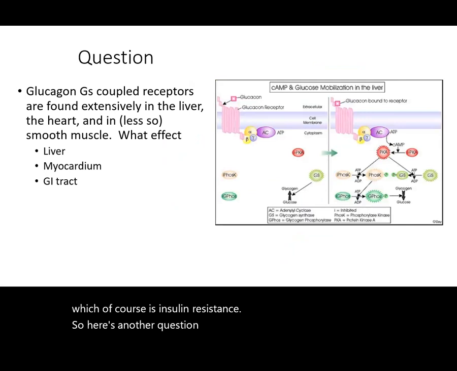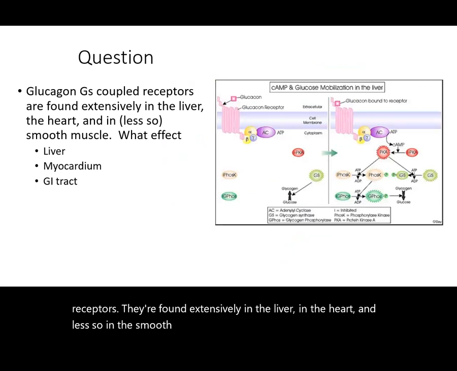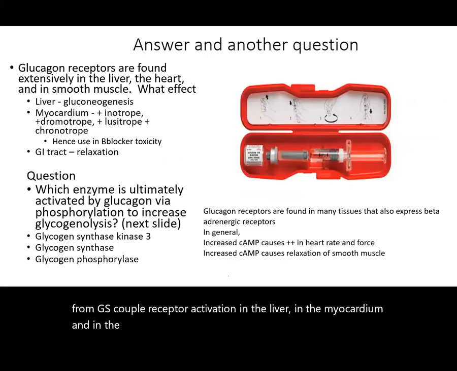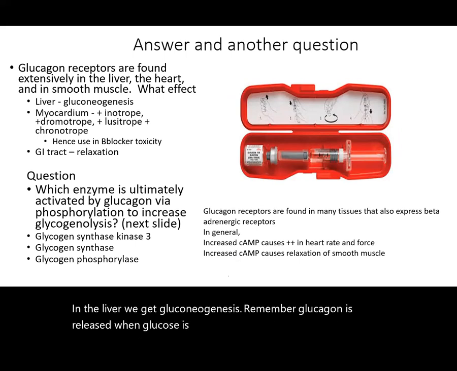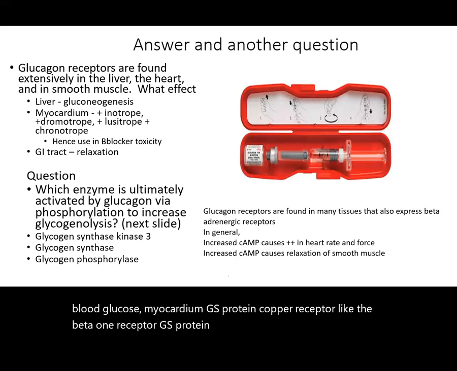Glucagon receptors are Gs protein coupled receptors. They're found extensively in the liver, in the heart, and less so in the smooth muscle. What effect do you expect from Gs coupled receptor activation in the liver, in the myocardium, and in the GI tract? Well, in the liver, we get gluconeogenesis. Remember, glucagon is released when glucose is gone. Glucagon increases blood glucose. Myocardium, Gs protein coupled receptor, like the beta-1 receptor, Gs protein coupled, positive inotrope, positive dromotrope, positive lusitrope, positive chronotrope.